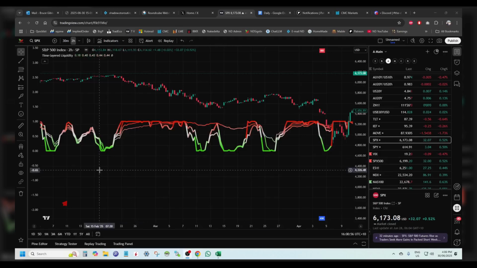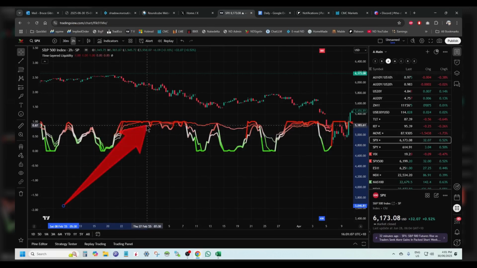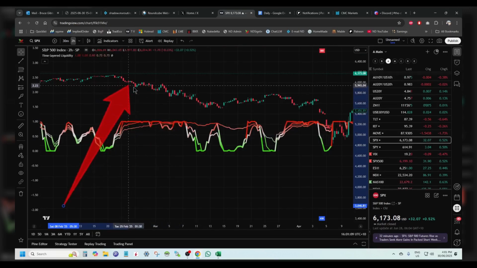Loose liquidity or selling liquidity occurs when there are more sellers than buyers. Here we can see we have balanced liquidity. As more sellers arrive than buyers, the indicator turns red and the price declines.